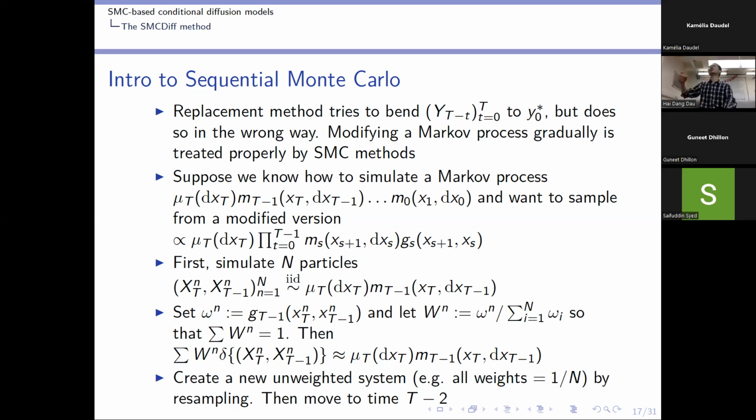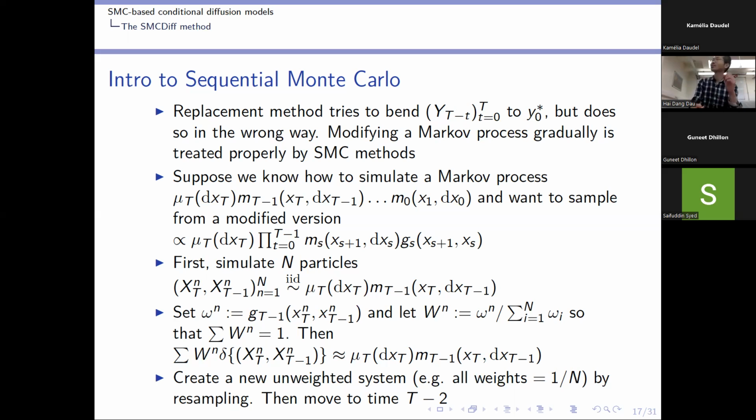Okay, so I will not read all the notations aloud. This is just a Markov process going from xt to x0. Now you want to sample from a modified version of it. If you look at the measure here and the measure there, the only difference is that you have these additional terms, g_s(x_{s+1}, x_s). So you gradually modify a Markov process, and the way that sequential Monte Carlo methods work is very natural.